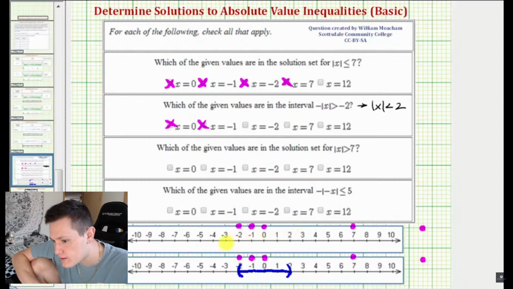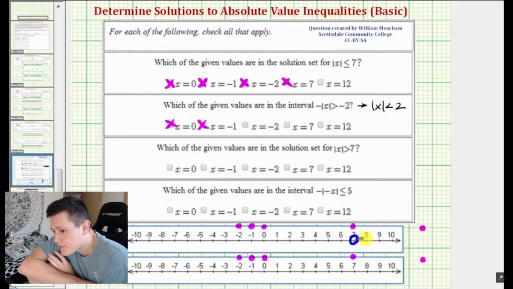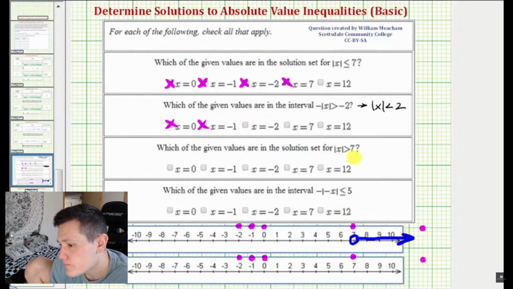Next question. Which of the given values are in the solution set for absolute value of x greater than 7? Now we're looking for all the numbers on the number line whose distance from 0 is more than 7 units. So starting at 0, we'll go to the right 7 units. This endpoint is not in the interval because 7 is not greater than 7 units from 0. It's exactly 7 units. So we have an open point here, and then we graph to the right, which is looking for the numbers whose distance from 0 is greater than 7 units.